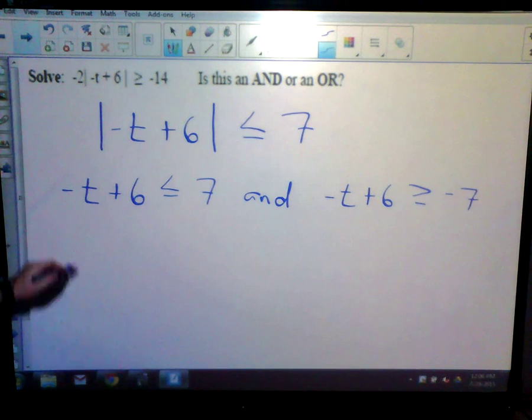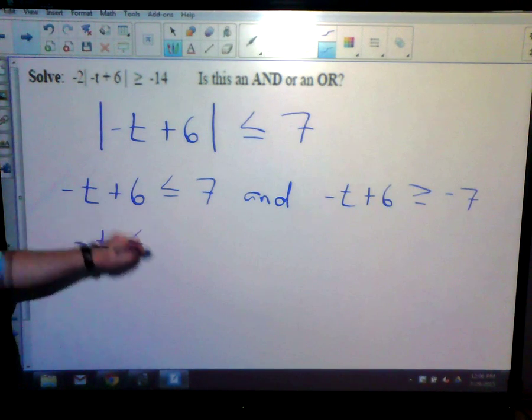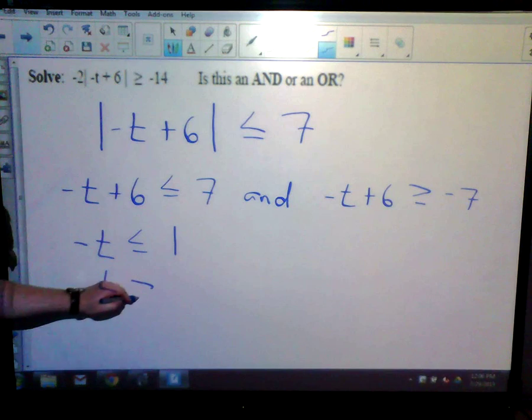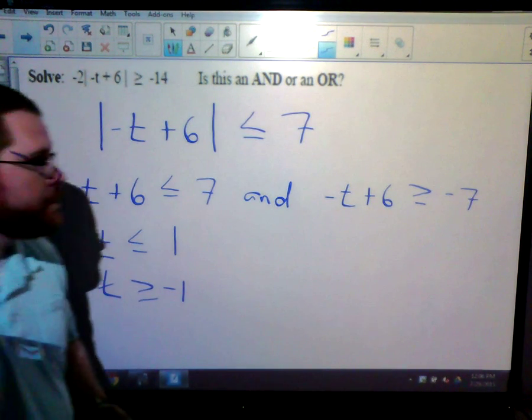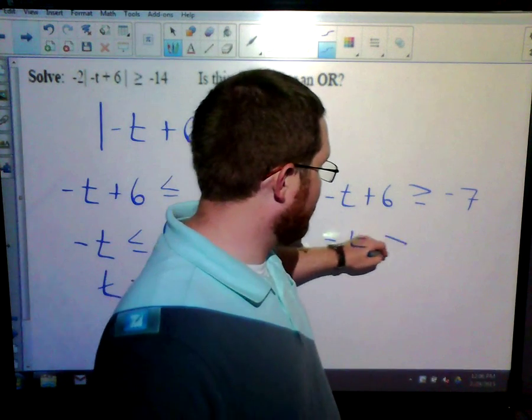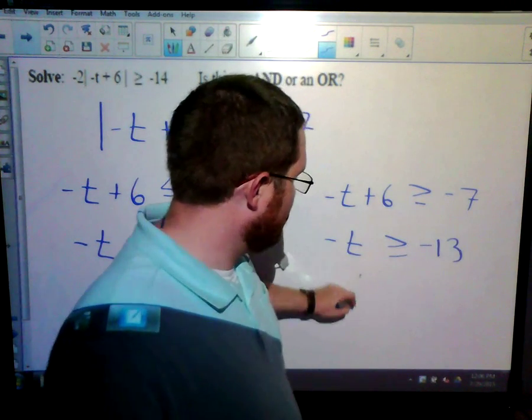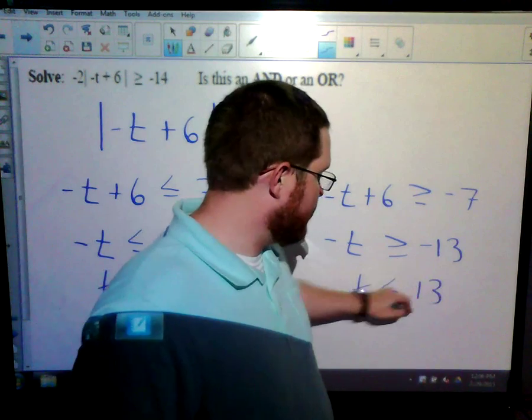Solve your problem down. Negative t is less than or equal to 1, which means t is greater than or equal to negative 1. I divided by negative 1, I flip the sign. Over here, negative t is greater than or equal to negative 13, which means t is less than or equal to positive 13.